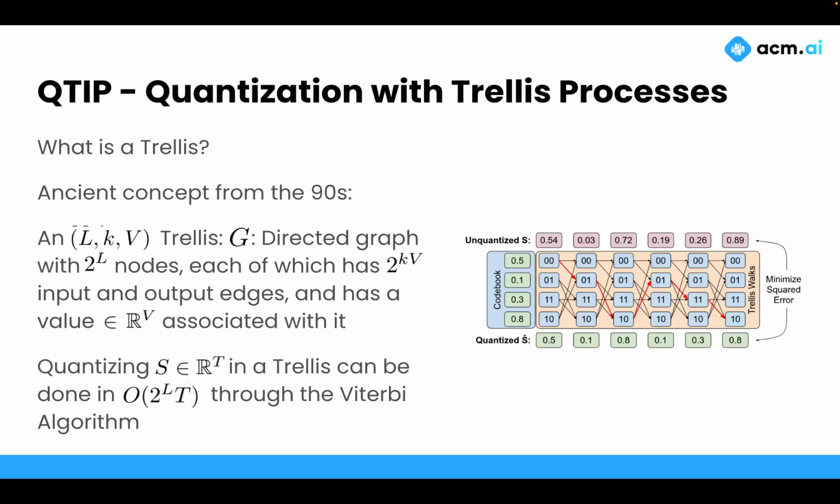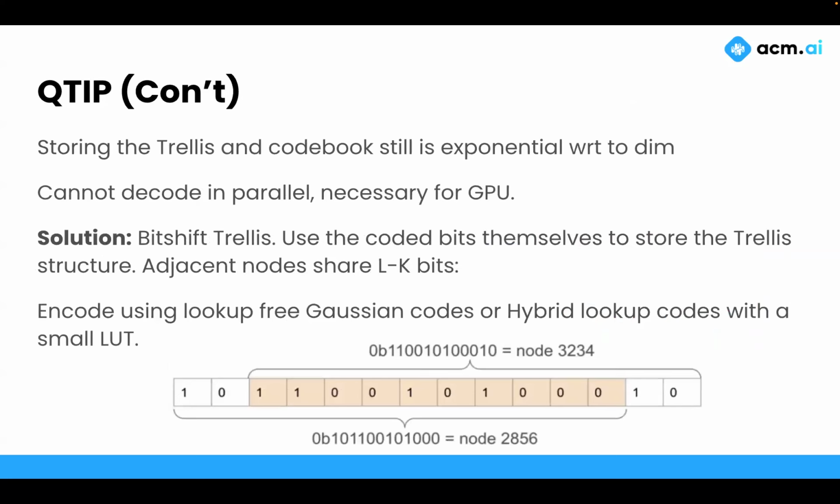The thing is, to have an analogy between this and vector quantization, if t is the dimension of our vector, now we can do quantization in linear time, basically, which is a significant speedup. What are the problems? Well, the main problem is that we still need to store the trellis and code. That still is exponential in terms of the size.